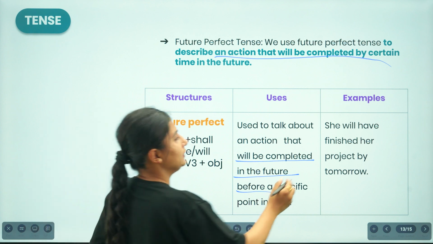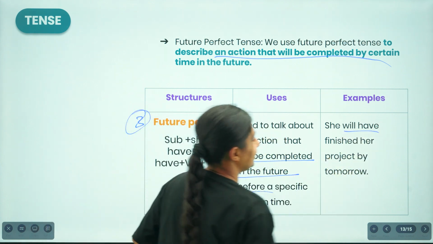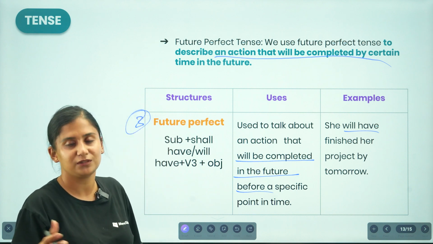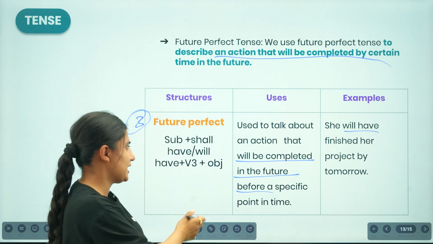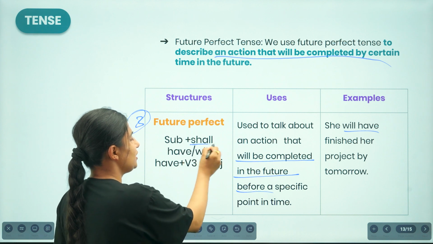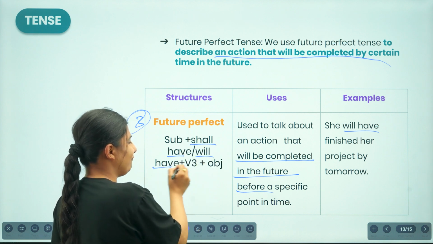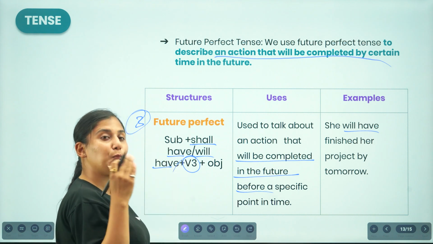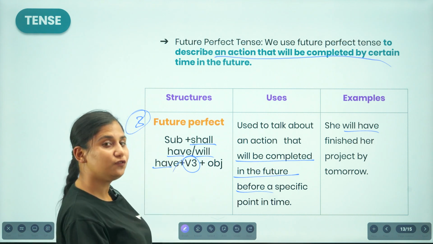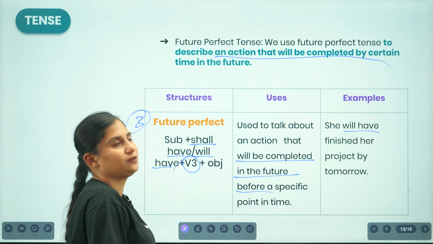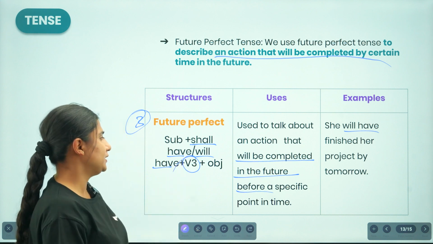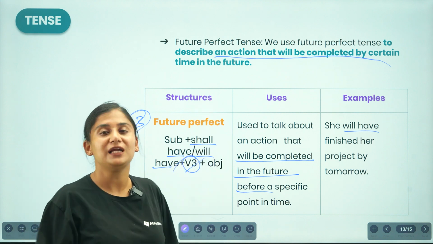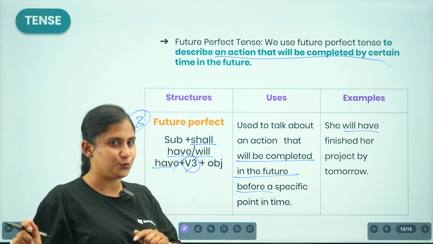That is, the thing is, she will have finished her project by tomorrow. Like, by tomorrow she will complete her project is the idea. So we use the structure shall have or will have along with the verb 3. Because we are talking about the completion of the action in the future, because of this particular idea, we will be using the verb 3. So actions that will be completed by a certain time in the future.